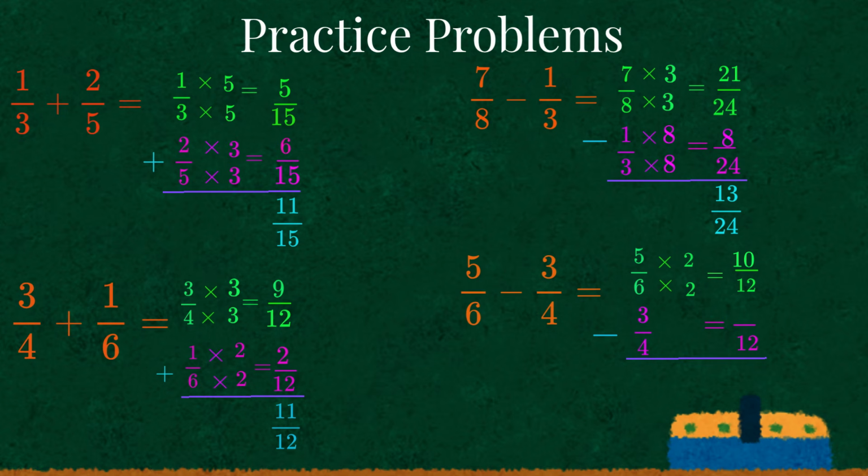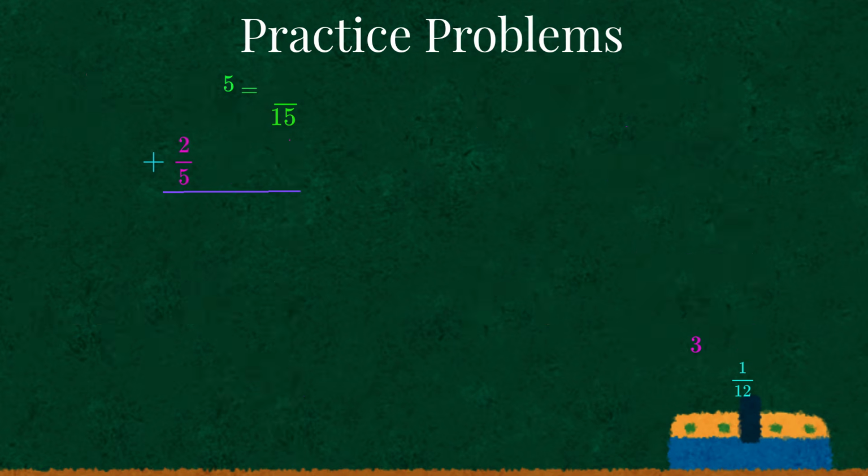Now I'm going to do the same thing with 3/4. 4 times what number gives me 12? 4 times 3 gives me 12. Now I must multiply my numerator by 3 as well. 3 times 3 is 9. That fraction becomes 9/12. Now I can subtract because I have a common denominator of 12. So 10/12 minus 9/12 equals 1/12, and that is my final answer.